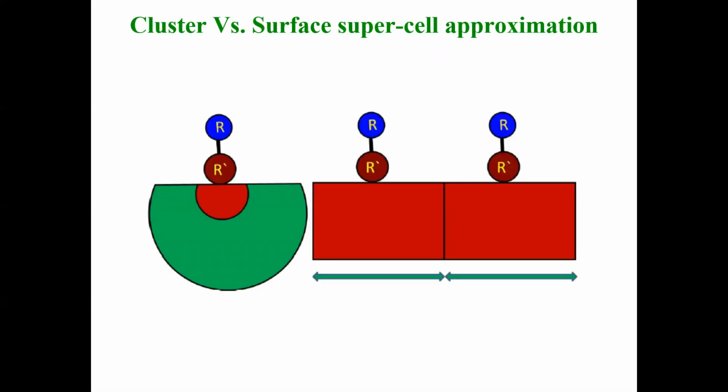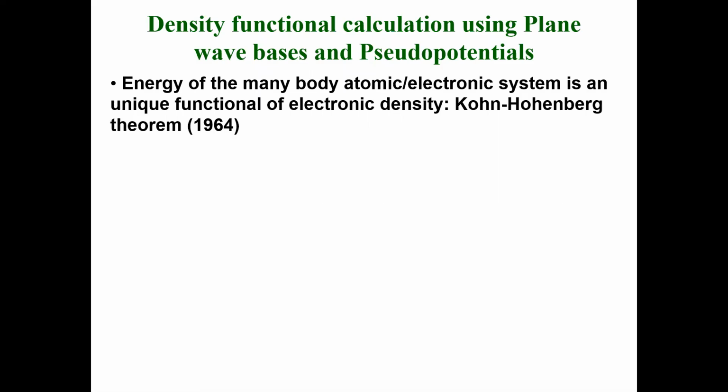We talked about two approaches to modeling surfaces. One is called the cluster approach, which evolved from quantum chemistry, and the slab supercell approach, which evolved from solid state physics. And then we looked at two important theorems, which eventually resulted in the Nobel Prize for Walter Kohn, on how to compute the energy of a system containing electrons and nuclei. And it was mentioned that energy is a unique function of electron density. Electron density uniquely determines energy.